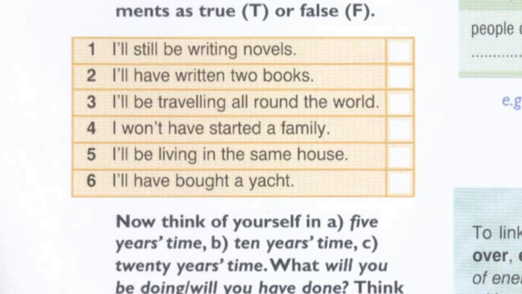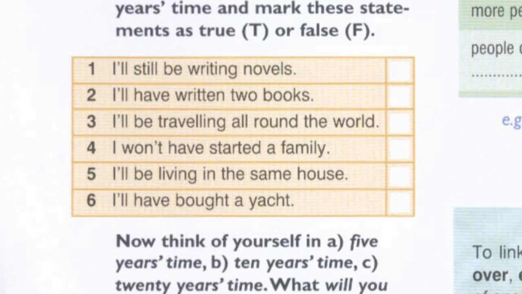I'll let you think about the rest of this exercise. If you need, watch the video again and complete this part. Pay attention to the tenses used. Look at number 1. What is the tense? Yes, well done, future continuous. How about number 2? Future perfect. Number 3, future continuous. And number 4, future perfect. Number 5, future continuous. And number 6, future perfect.